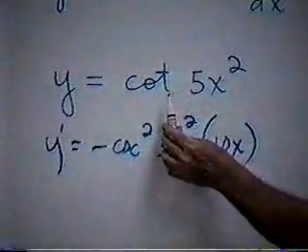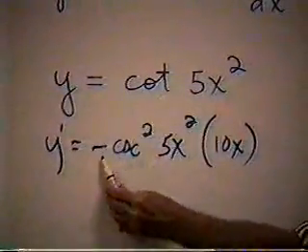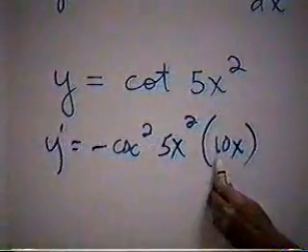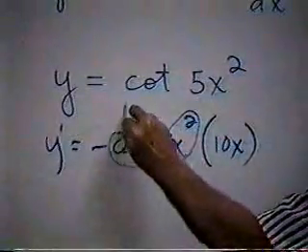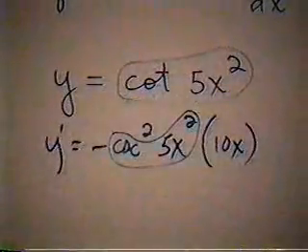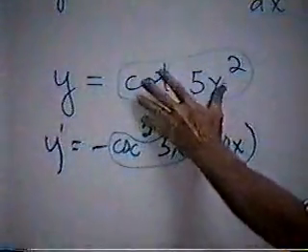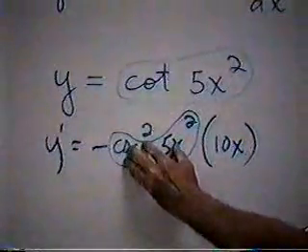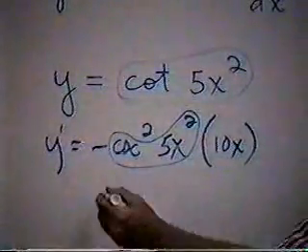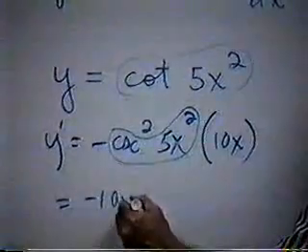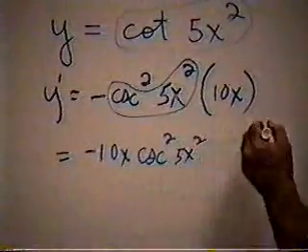Let me go over it one more time. The derivative of cotangent is minus cosecant squared of the angle. This all goes together. You cannot separate these words from this x. This has to go together. The derivative of cotangent of this is cosecant of that squared, minus, times the derivative of the angle. So final answer would be minus 10x cosecant squared of 5x squared.